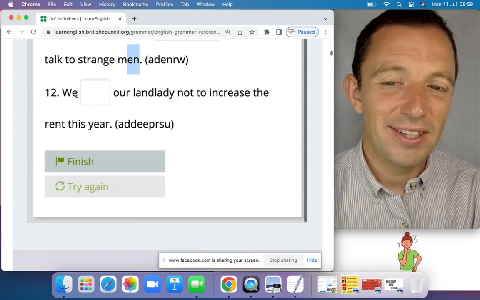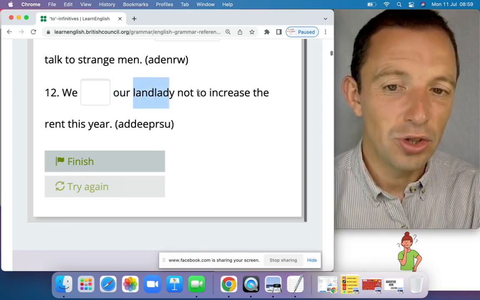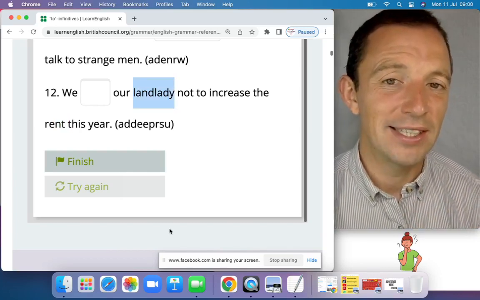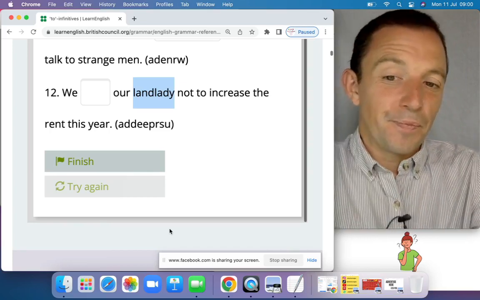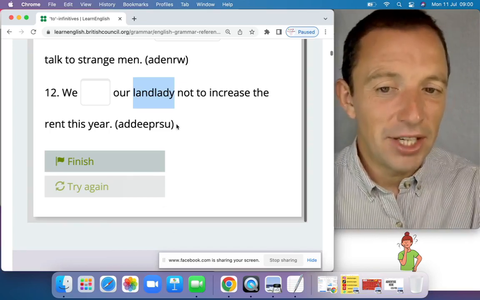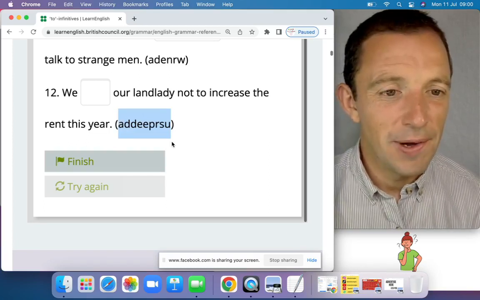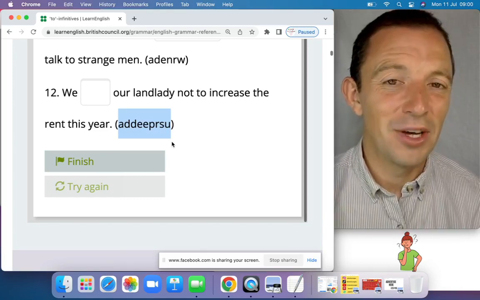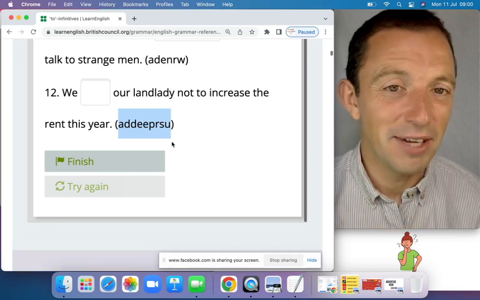Finally, number 12, we, something our landlady, not to increase the rent this year. So the landlady is the woman who is owning the house, owning the apartment. And what is the combination of the verb? I don't know. Number 12 is very tricky. We asked our landlady not to increase the rent. We demanded. I don't know. I really don't know the answer for number 12, and this is interesting.